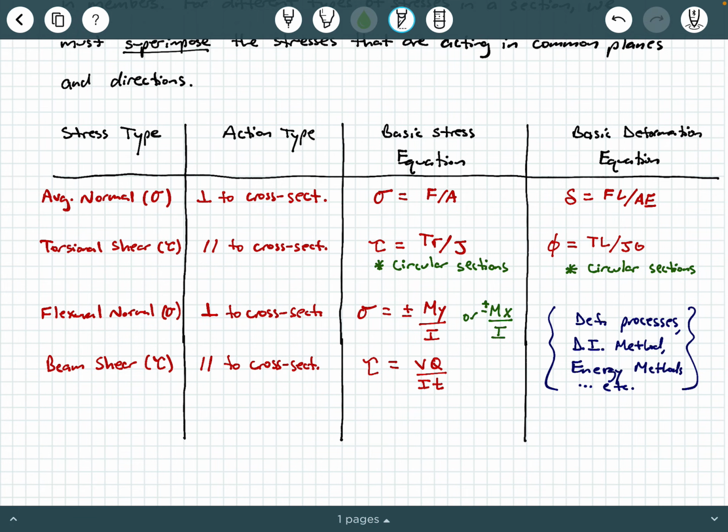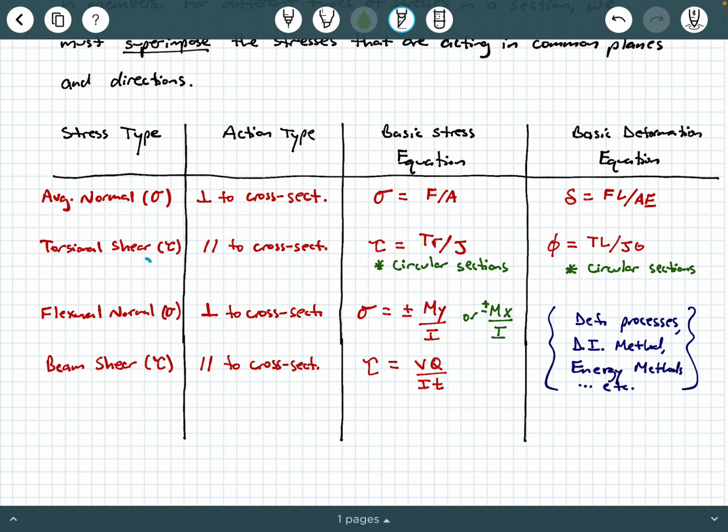Again, this is just meant to be a basic listing of these different common stress types to help us not only refresh ourselves of this knowledge, but also to figure out what we should add together if we have multiple of these acting at a section. For average normal stress and flexural normal stress, both of these are normal or perpendicular to the cross section, which means that if you have both of these stress types acting at a particular section, you use the principle of superposition and you add their magnitudes together.